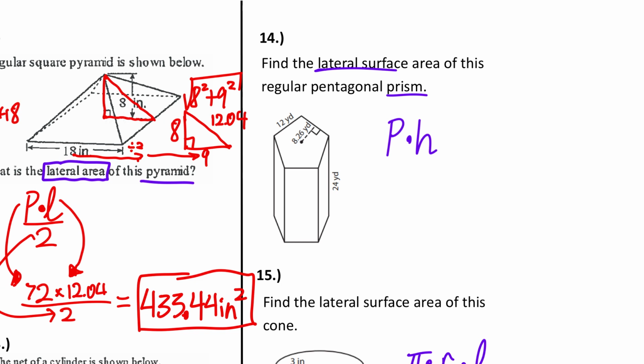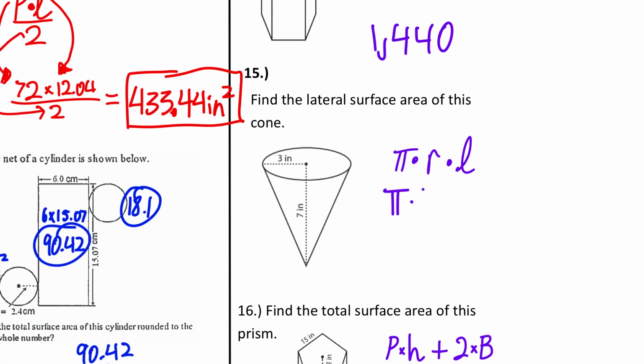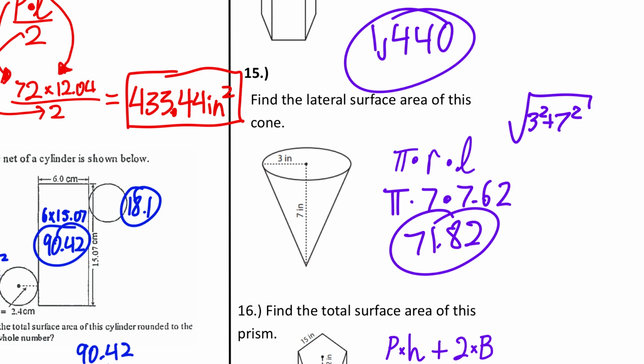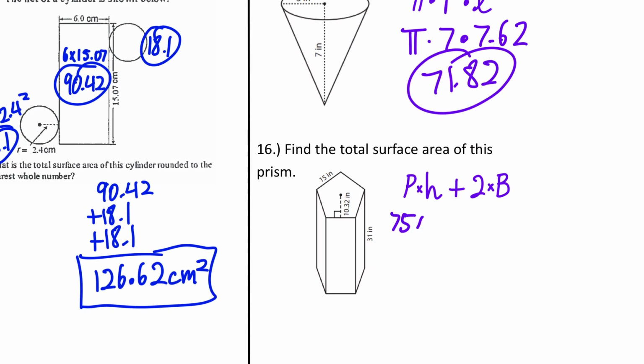Okay, I'm just going to quickly go through these. So this is going to be 60 times 24, which is 1440. This one is pi times 7 times the slant height of 3 squared plus 7 squared, square rooted, which is 7.62. This gives you 71.82. And then this one is going to be 75 times 31 plus 2 times 387, which is 30.99.